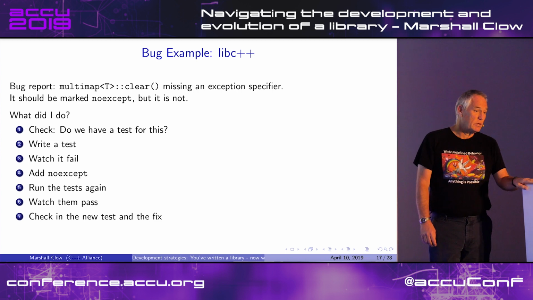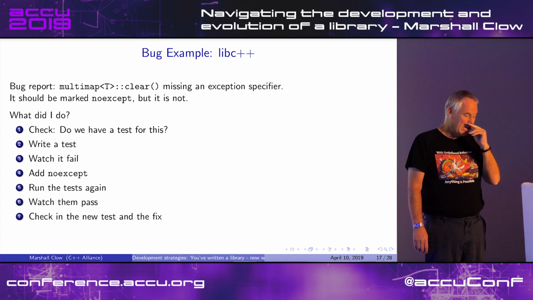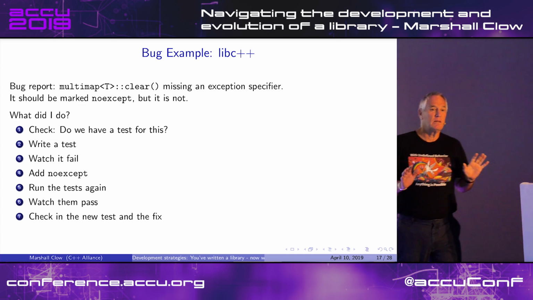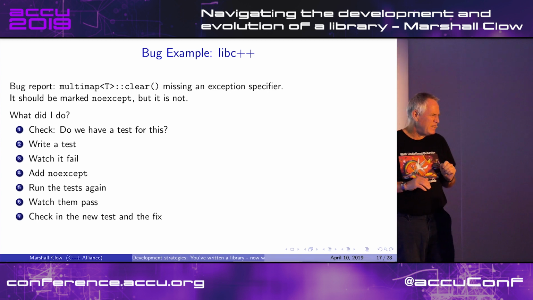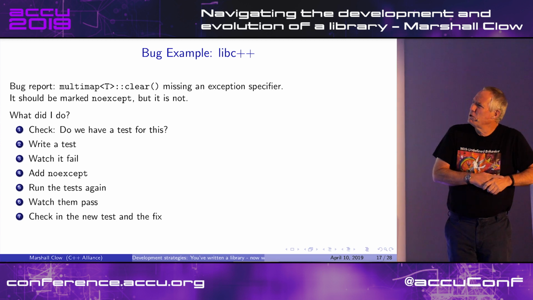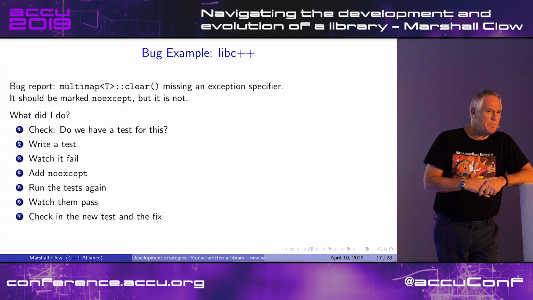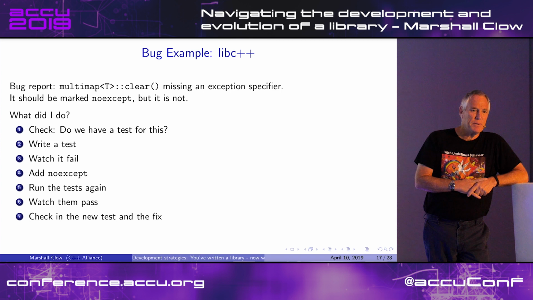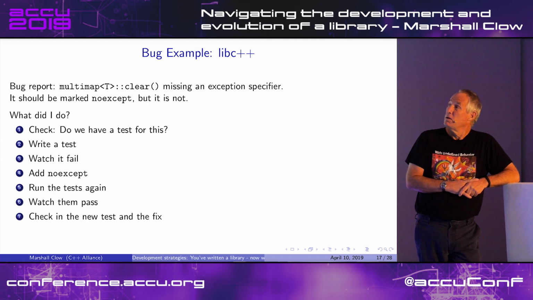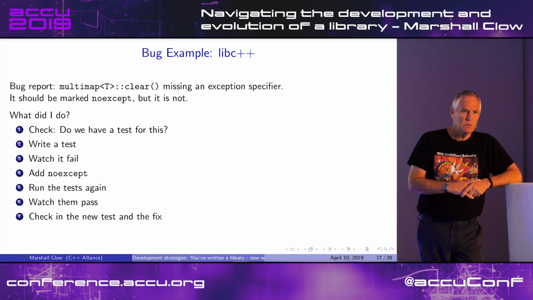Actually, it was a little more complicated than this. And that was because I took a step back and thought about the larger picture here. I said, multimap. Is multimap special here? Do we have a test for std::map's clear, checking to see that that's noexcept? No, we don't.